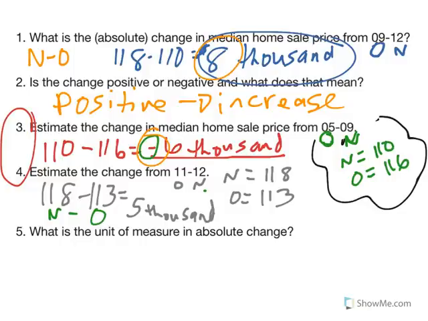Number 5, I think, is kind of a tough question because the unit of measure really depends on the question. This particular unit of measure, we're talking about money because it's the sales price of a house. We could be talking about the number of potatoes in a field. We could be talking about anything. So the unit of measure is actually whatever we're talking about. But the big thing to remember with absolute change is it has to be a number.